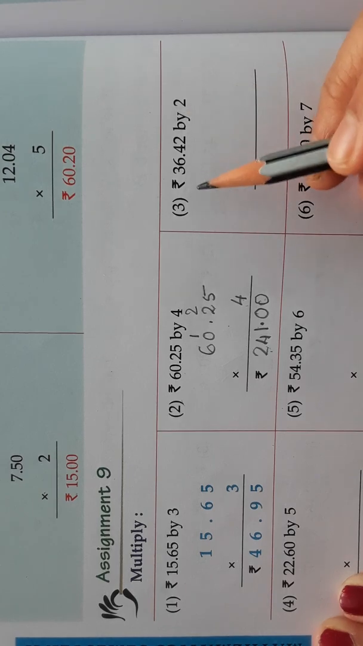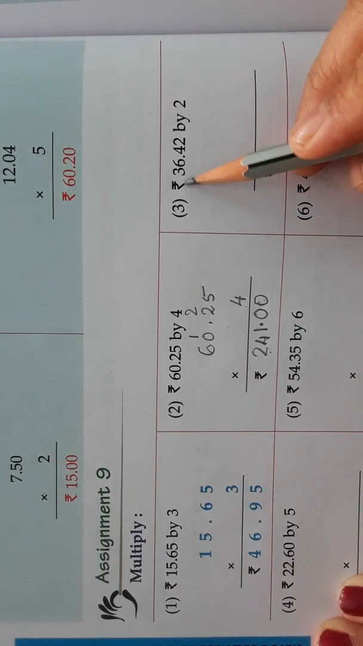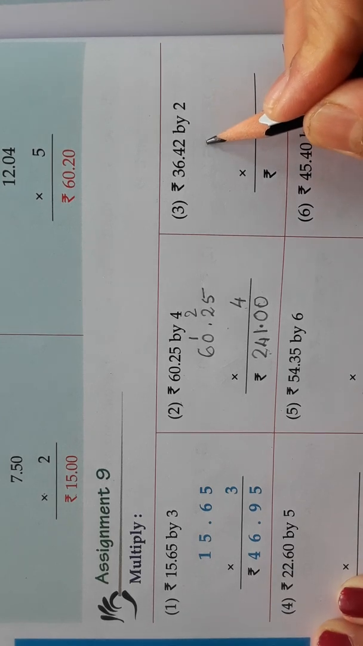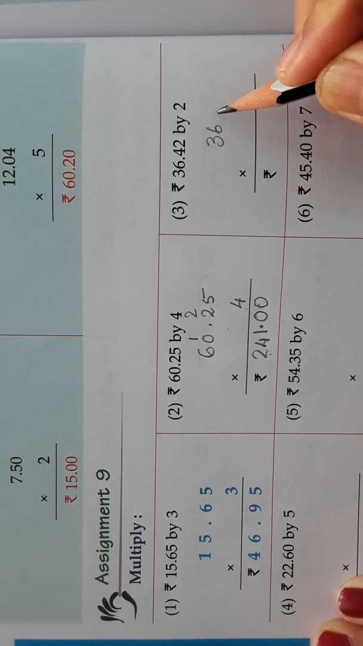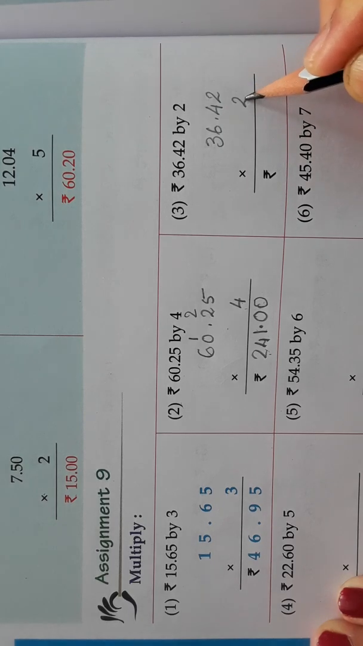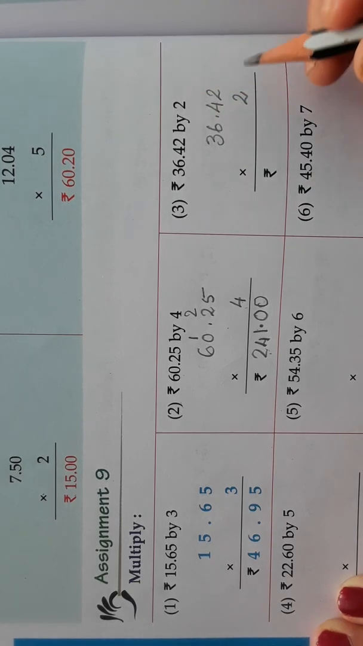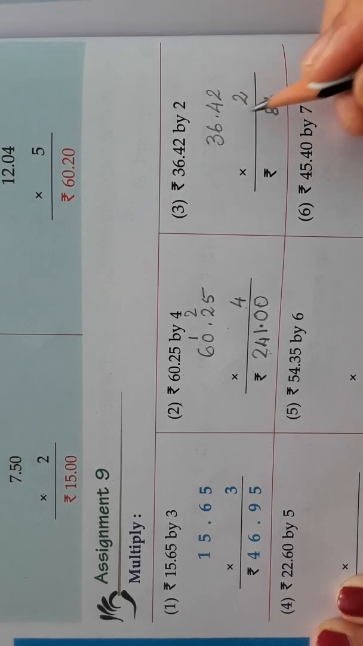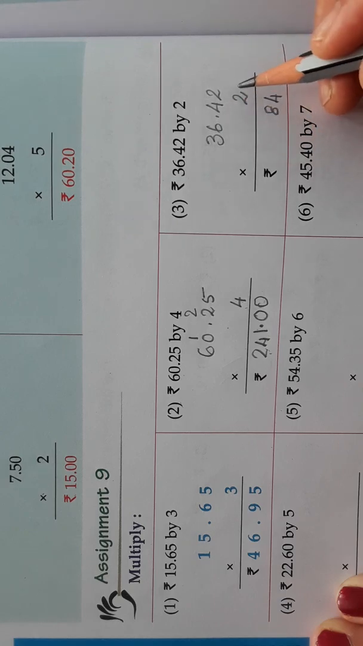Come, we'll see the third sum: 36 rupees 42 paise by 2. So what will we do? Take 36 rupees 42 paise into 2. By 2 means you should multiply it by 2. Now multiply. 2 2s are 4, 2 4s are 8, and don't put the point now. After that we will put it.